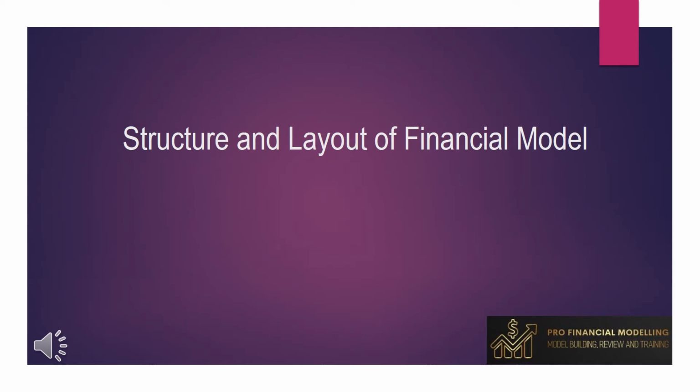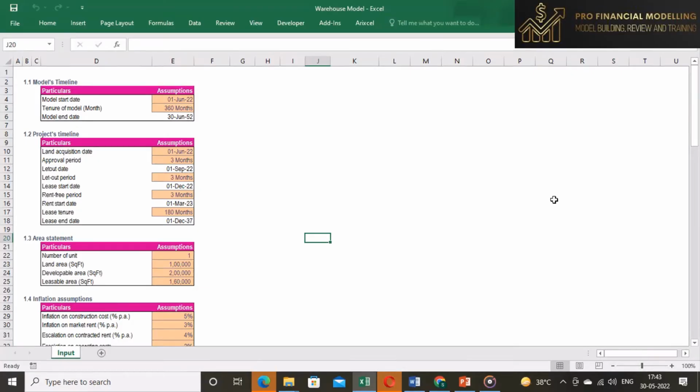Hi everyone, in today's video we will discuss the basic structure of a financial model. Initially we will start with three sheets only, which are input, calculation, and output. The input sheet is already created as it was part of the case study. So we need to focus on the calculation and output sheets.